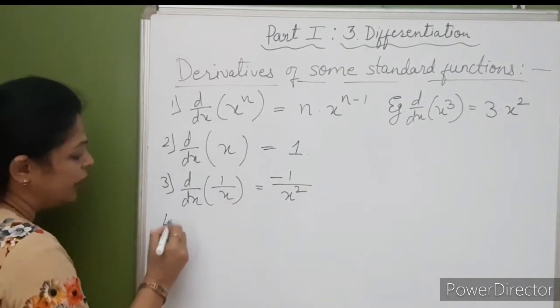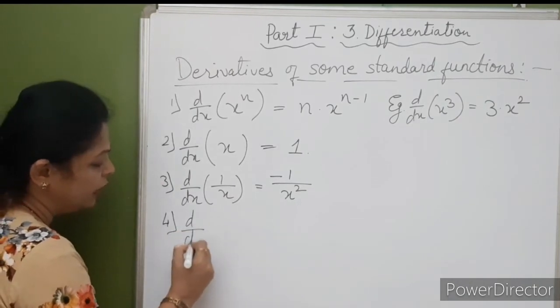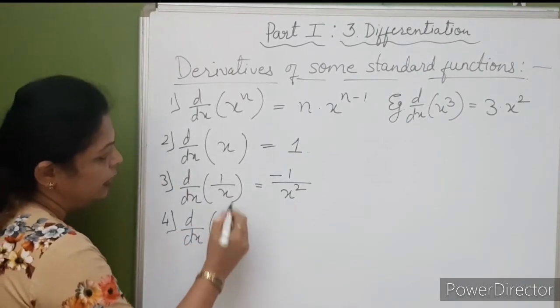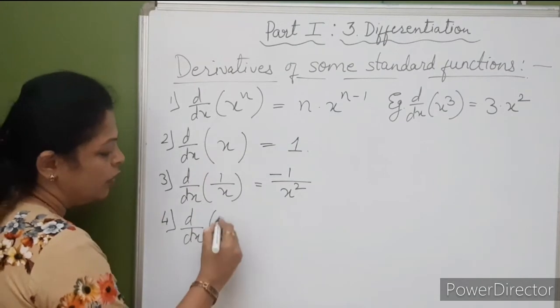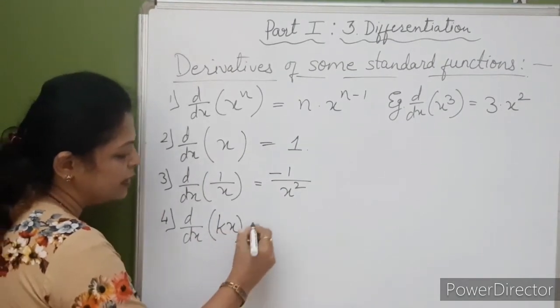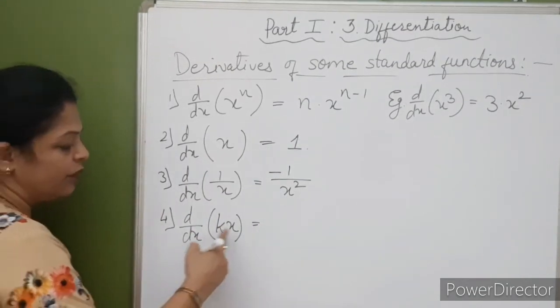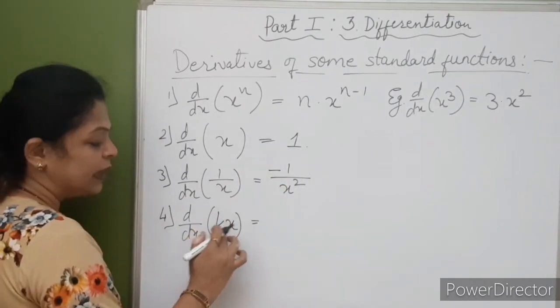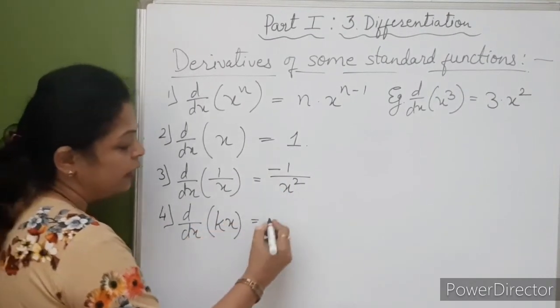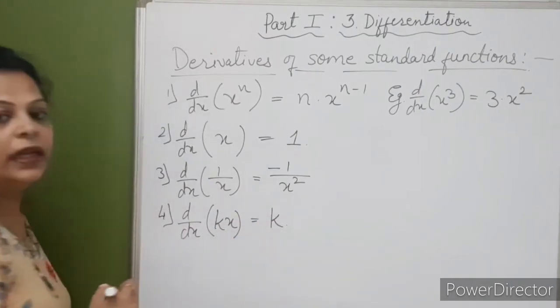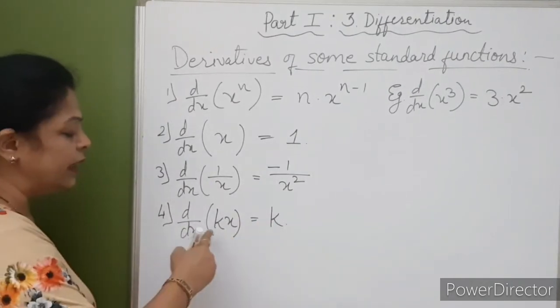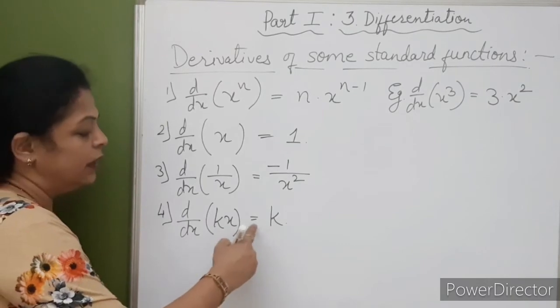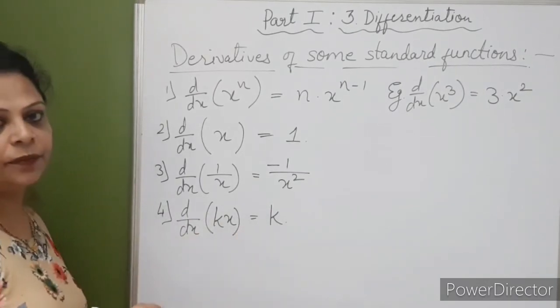Then fourth formula, we have found the derivative of x. What will be the derivative of kx? Now derivative of x we know it is 1. So if it is k into x, then the derivative will be equal to k. Suppose we want to find the derivative of 10x, then the derivative will be just 10.